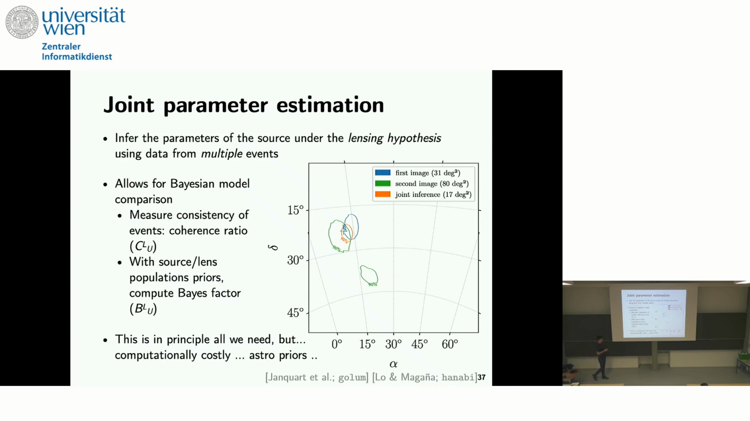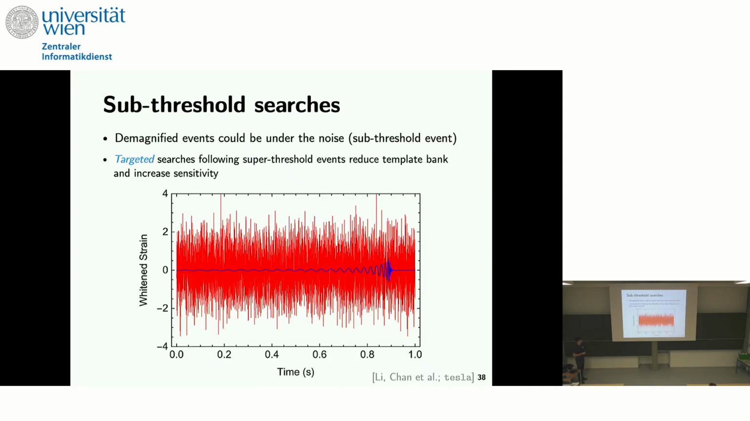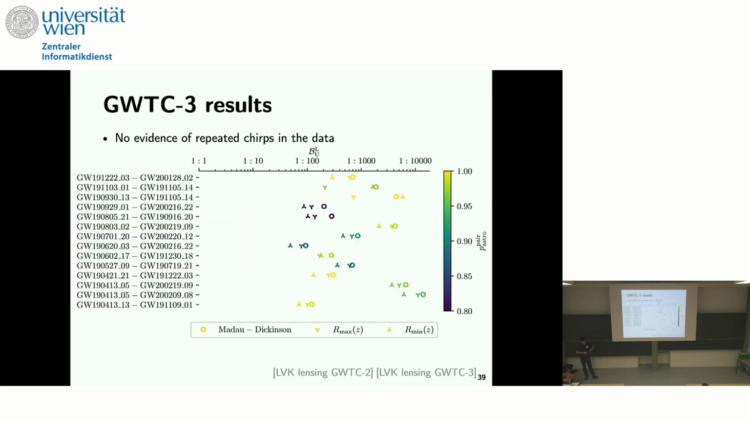However, in practice, it's a bit more complicated, just because this process is computationally costly. Your Bayes factor is sensitive to your astrophysical priors. There are a bit more difficulties here. Something also to take into account is that when you have these multiple images, some of them could be demagnified. So this means that some of them could be buried in the noise of your detectors. So there are also strategies to do searches for these subthreshold events.